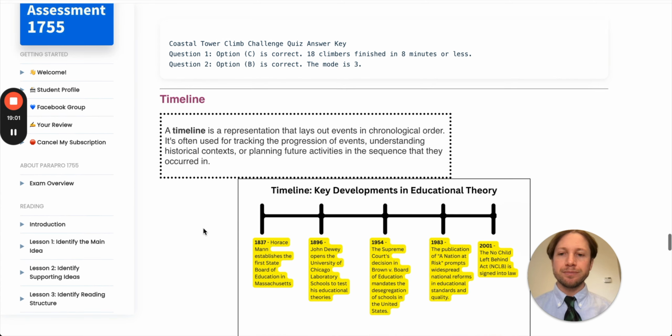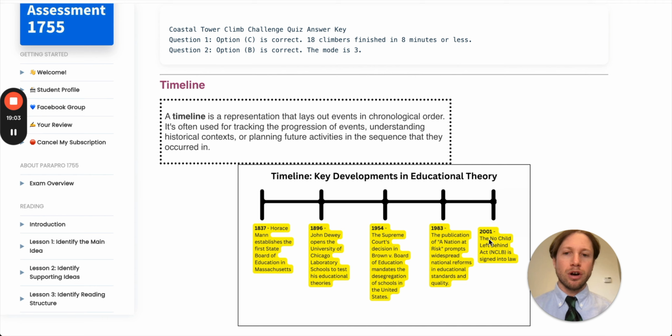All right, so if we can recall, a timeline is a representation that lays out events in a chronological order. Often it's used to track the progression of events, understanding historical contexts, or planning future activities in the sequence that they occurred in. And again, if you receive a question on test day that asks which of the visual representations would be best used in order to show events in a chronological order, then you're going to want to look for an answer option that includes a timeline.